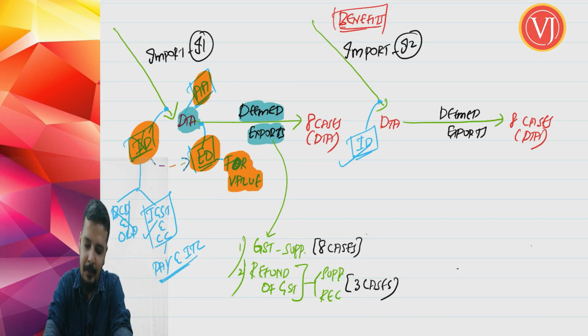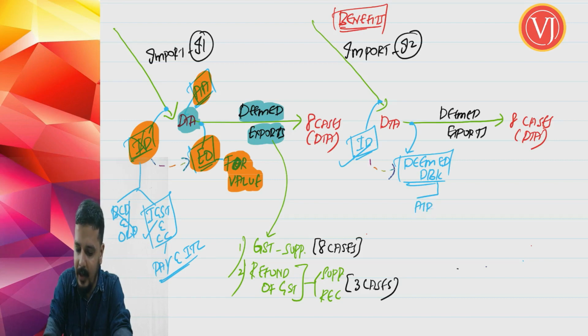Don't worry, if you have paid import duty, when you are making deemed export supply, you will get deemed duty drawback. It is not actual export, so it is deemed export, so you will get deemed duty drawback. There is no export obligation. And friends, this deemed duty drawback is either all industry rate or brand rate. There is no special brand rate.